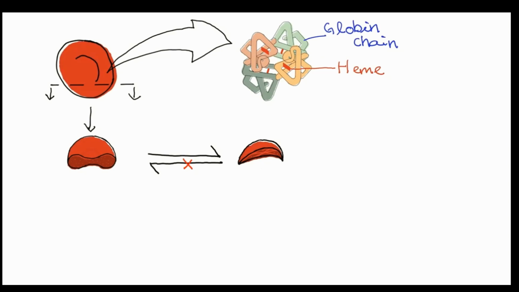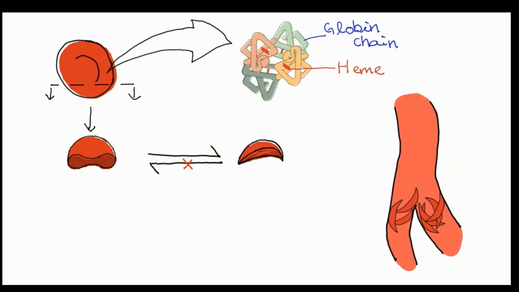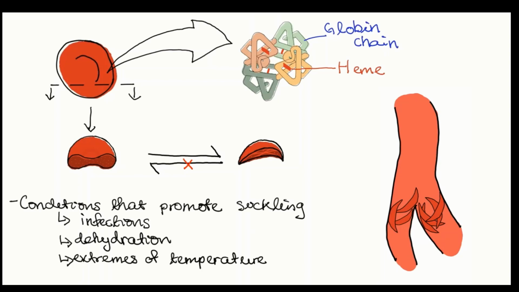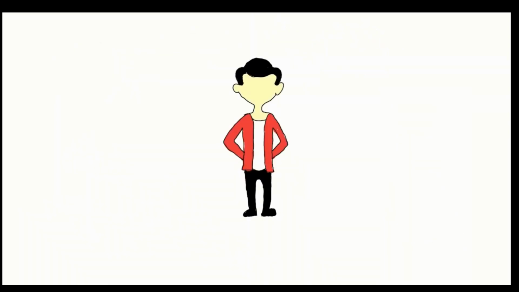These sickled red cells may block small blood vessels, and this could lead to ischemia and infarction. The damaged cells are also continually removed by the spleen, and this is why it's classified as a type of hemolytic anemia. Certain conditions are known to promote sickling, and these conditions include infections, dehydration, extremes of temperature, in most cases mostly cold, hypoxia, so think of high altitudes, and extremely strenuous activity like exercise.